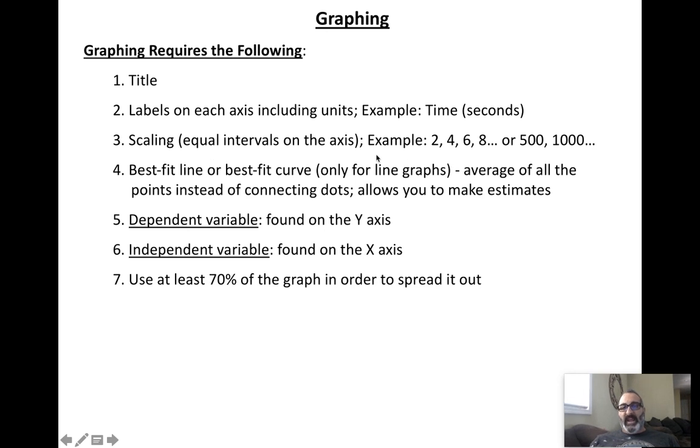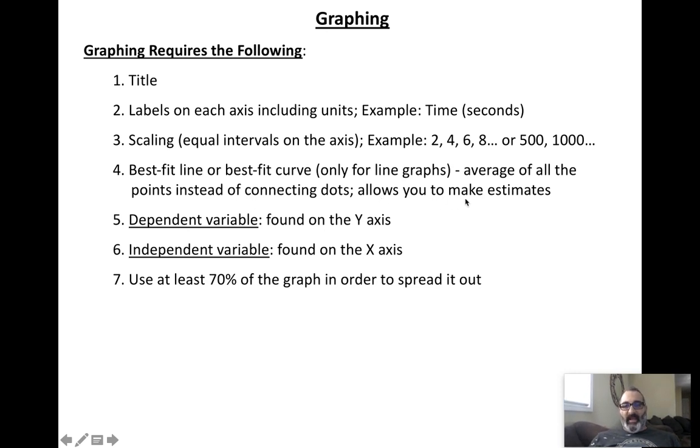We want to have scaling on the x and the y axis. You got to keep your scaling equal. What that means is between 2 points, in this case, it always has to be 2, 2, 4, 6, 8, 10, 12. Or you can go by 500s, 500, 1,000. This will make more sense in the example I give you in a second.